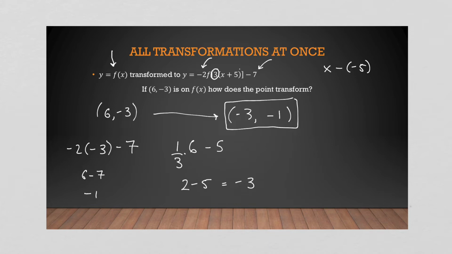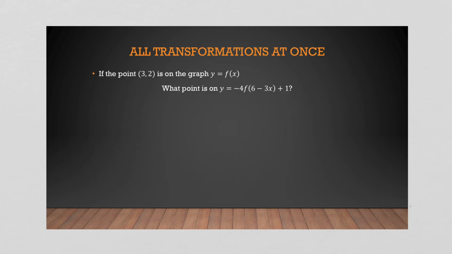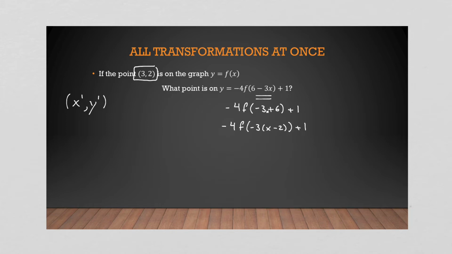So let's look at another one. In this case, we have 3 comma 2 is our xy. What is our x prime, y prime going to be? What's our new point? Well, first thing to look at is this is not in a form that I like. So I'm going to rearrange that so that my x term comes first. But then I'm going to factor out that -3, because we don't want to have a term in front of our x value. So this is the actual transformation that is occurring.